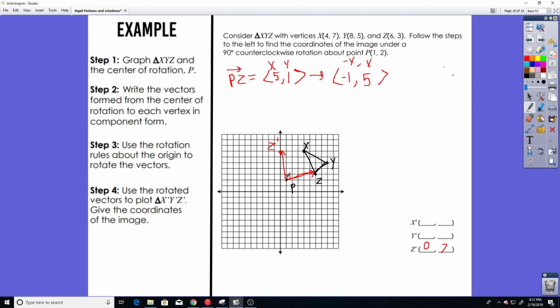I'm going to move on to the next one, and I'll try X this time. So draw a line from P to X. Well, how did I get there? I went over 3, and up 5. So PX is the component form (3, 5). Now, the same rule applies. My new vector is going to be (negative y, x), or (-5, 3).